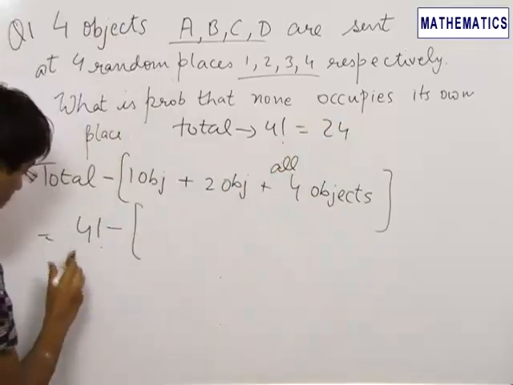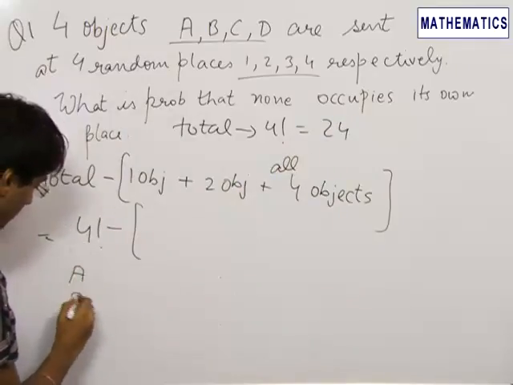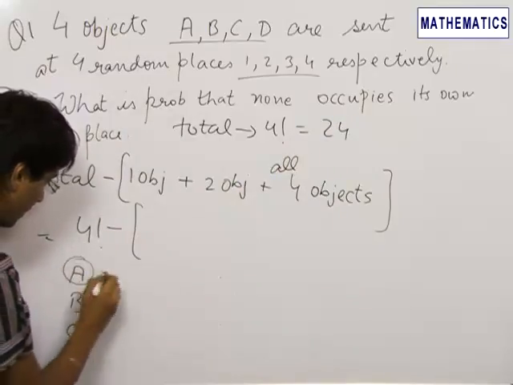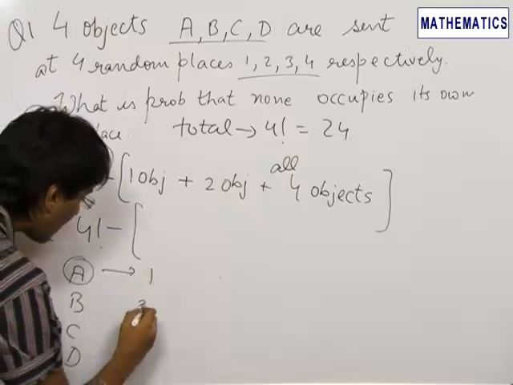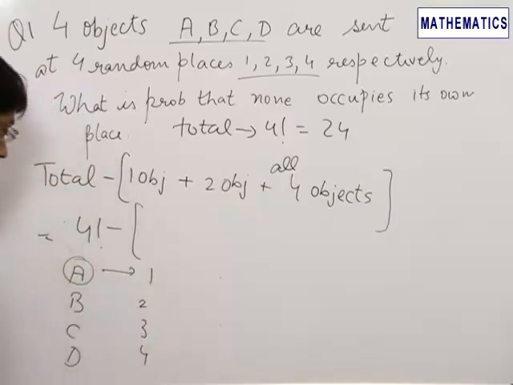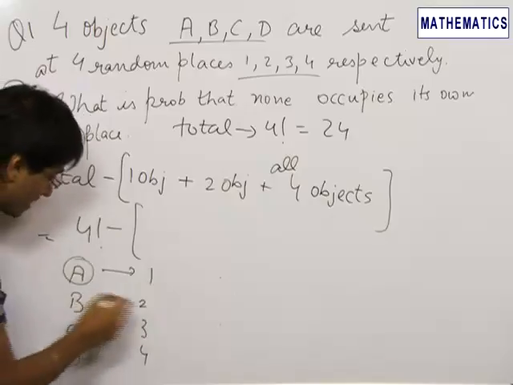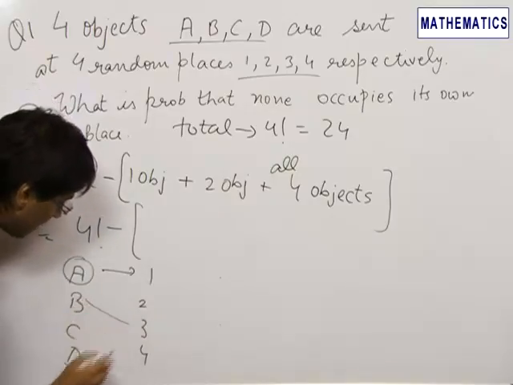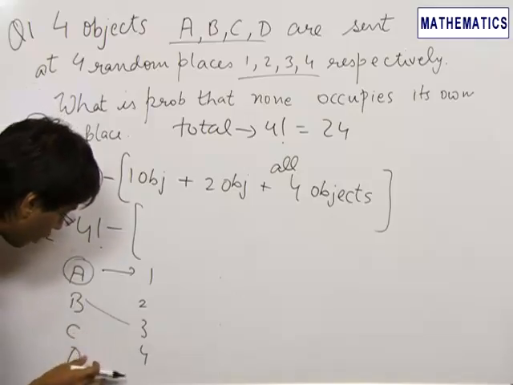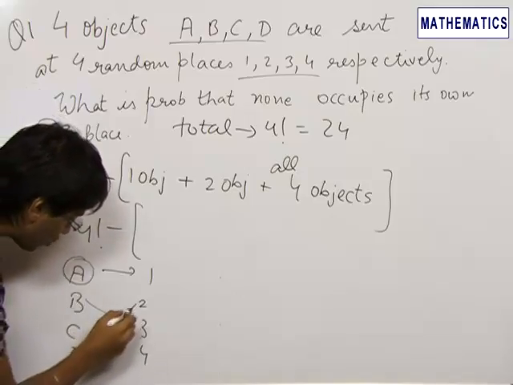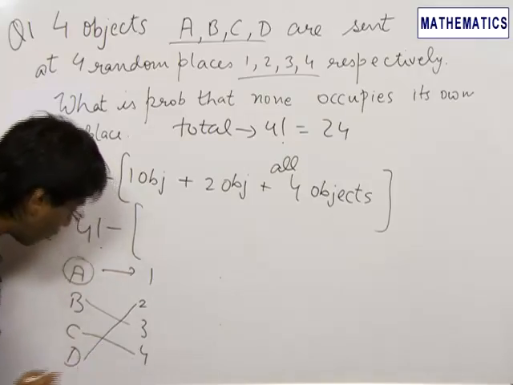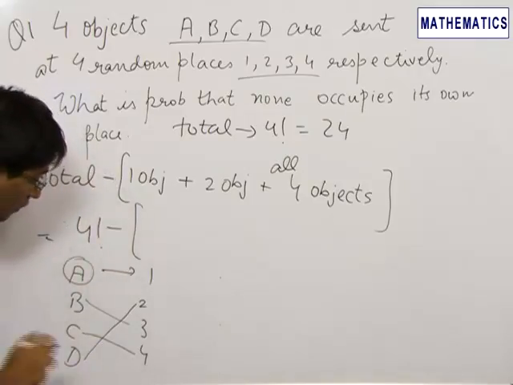own place, let us fix that object to be A. It is going to 1. Now we have 2, 3 and 4. Now B cannot be sent to 2 because it is the place of B. So B can be sent at 3. Let's say one case. Now D cannot be sent at 4. So D has to go to 2 and therefore C will go to 4. This is one of the ways.